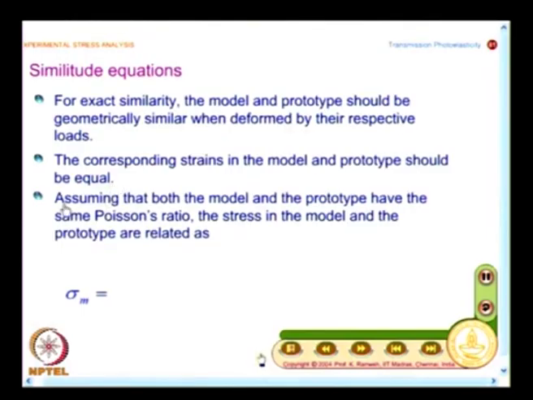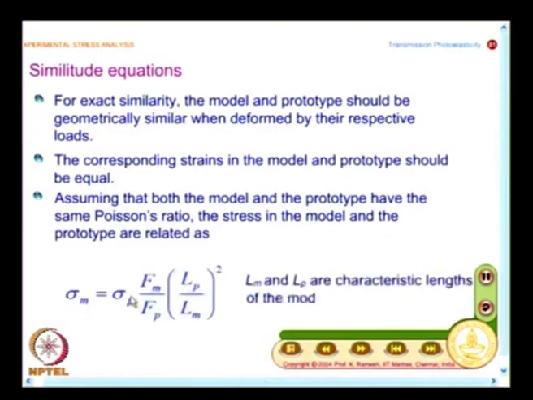and I said in all experimentation Poisson ratio is a nuisance. Assuming that both the model and the prototype have the same Poisson's ratio, the stress in the model and the prototype are related. I have a symbolism that with suffix denotes whether it is a model or a prototype, M denotes the model, and P is your actual prototype. So, I have sigma m equals sigma p into Fm by Fp into Lp divided by Lm whole square. So, we bring in characteristic lengths from the model as well as the prototype, and then we find the stresses in the model are related to stresses in the prototype like this.